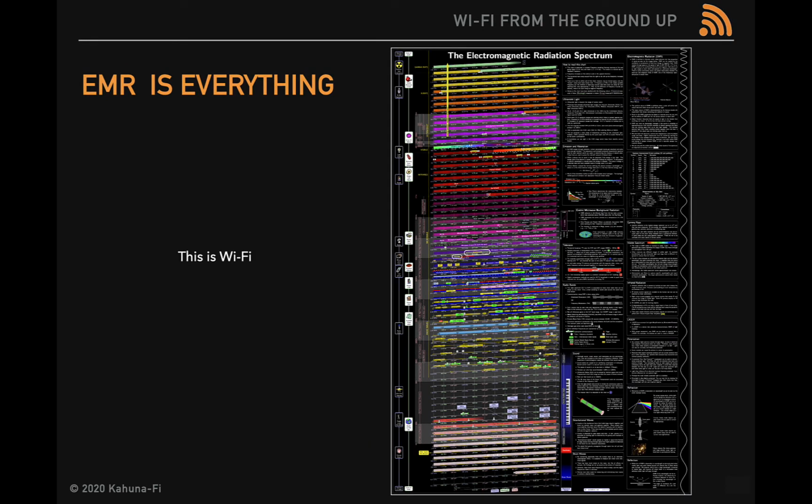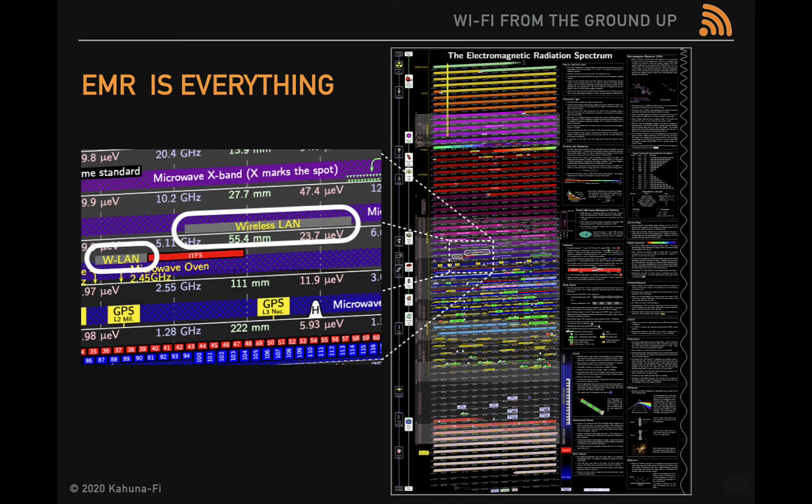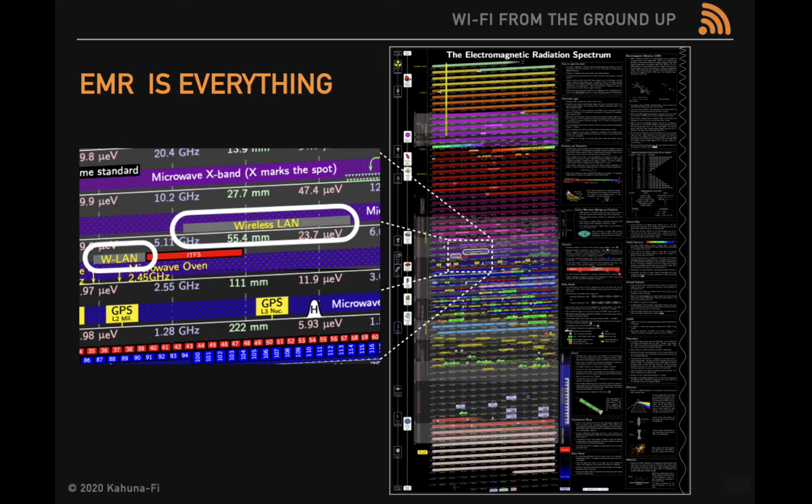There it is. Hang on, let me blow it up. Here we have 2.4 gigahertz on the left and 5 gigahertz above it on the right. That's it. In the vast expanse of the electromagnetic spectrum, that's all we get for Wi-Fi.